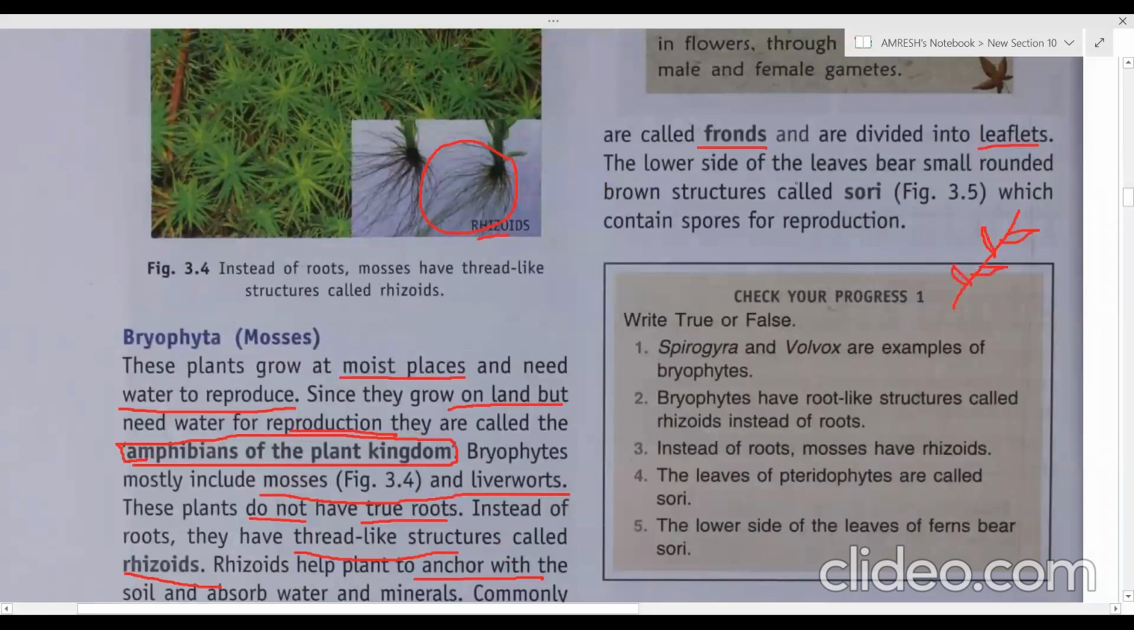Okay, the lower side of the leaves bear small rounded brown structures called sori, which contain spores for reproduction. What is on the lower side of the leaves? A small rounded brown structure. The brown structure is called sori, which contains spores for reproduction. How do they reproduce? Because of spores. The basis of reproduction is sori.